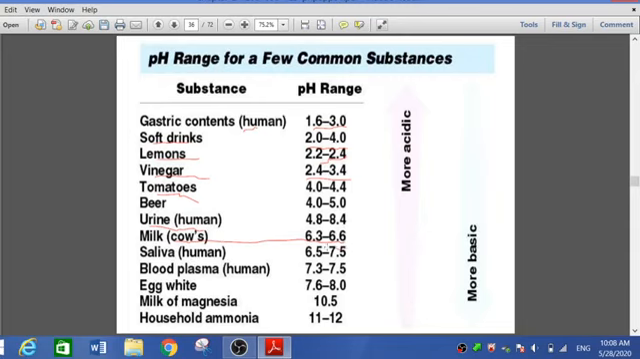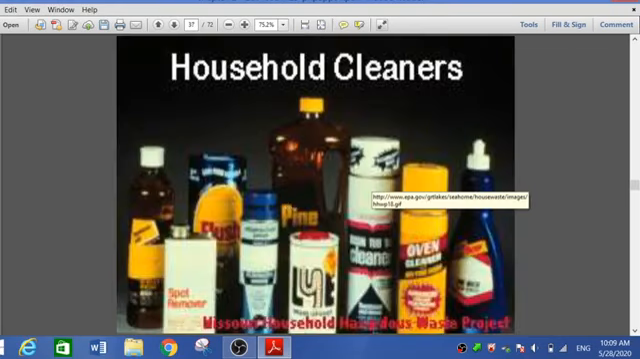Saliva in our mouth is 6.5 to 7.5. Blood plasma is 7.3 to 7.5. Egg white is 7.6 to 7.8. And milk of magnesia is basic and household. So these are all the more basic and these are all the more acidic. More basic and more acidic. So these are all the uses.